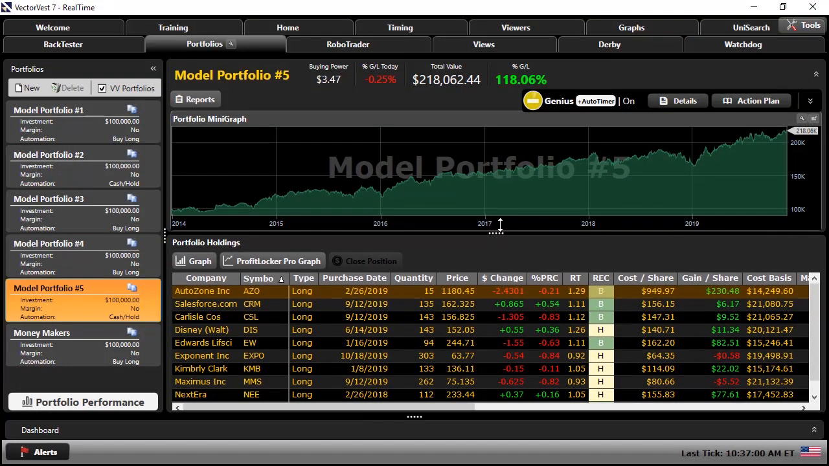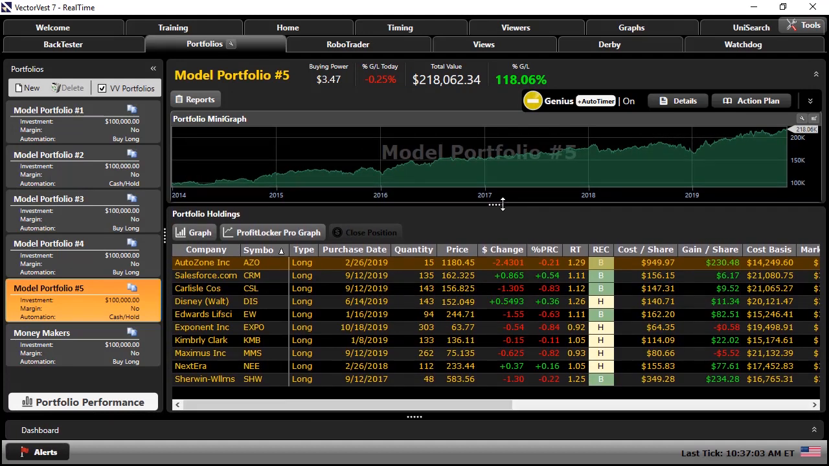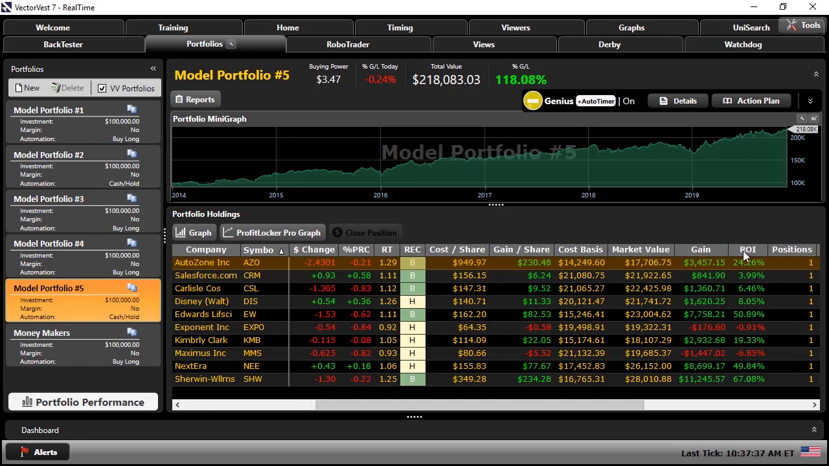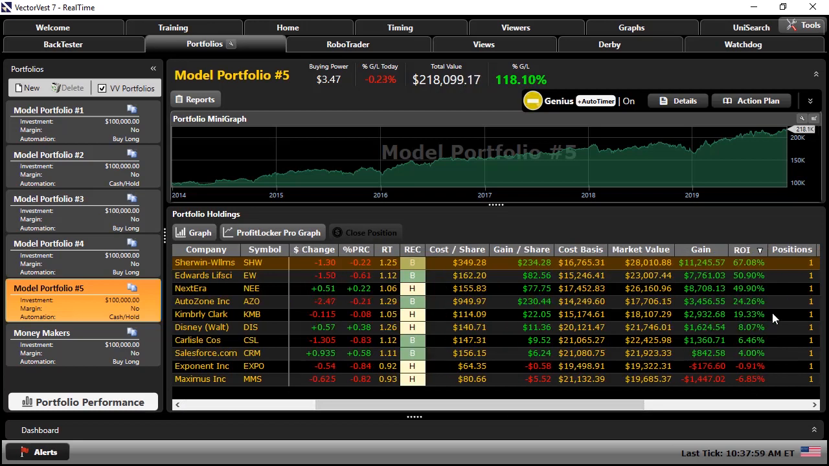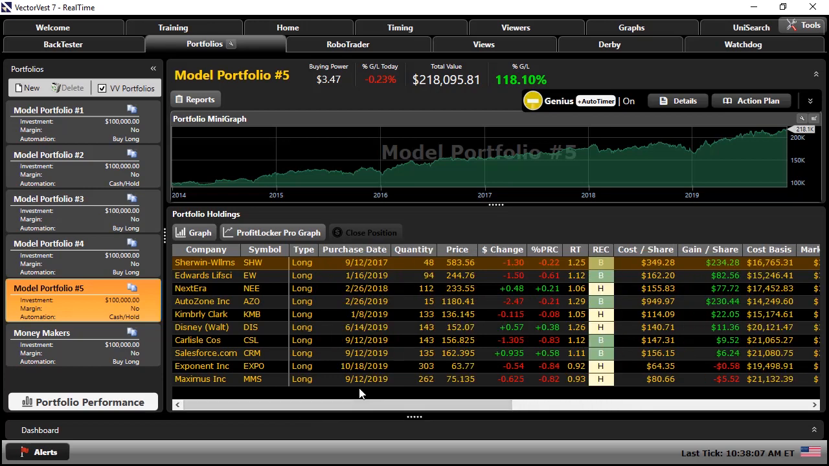If I close the trade details, we see the timing signal is in neutral, so we're not trading any stocks. Here are the stocks currently held in the portfolio. Let's sort them by ROI. We see that we have 8 winners, 2 losers, and look how the system has let these winners run well into some strong double digits.